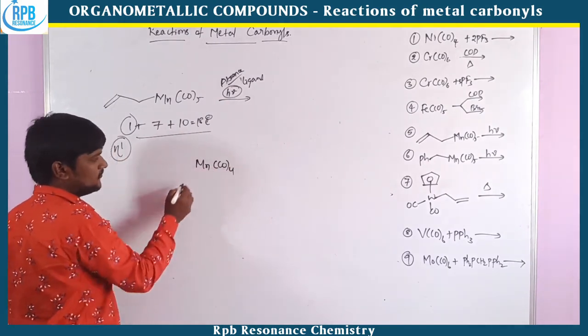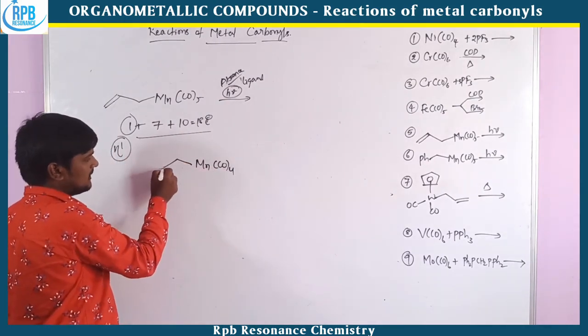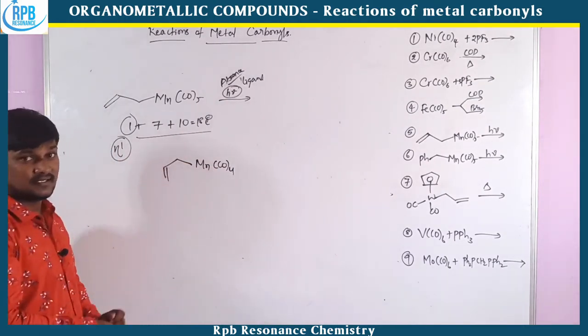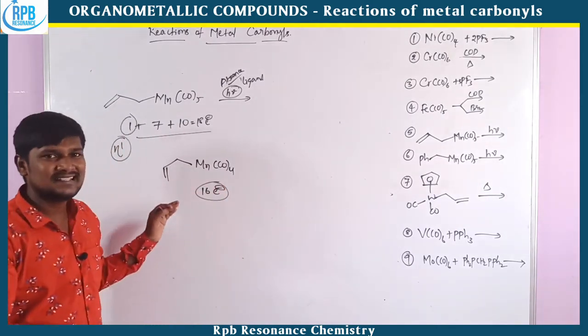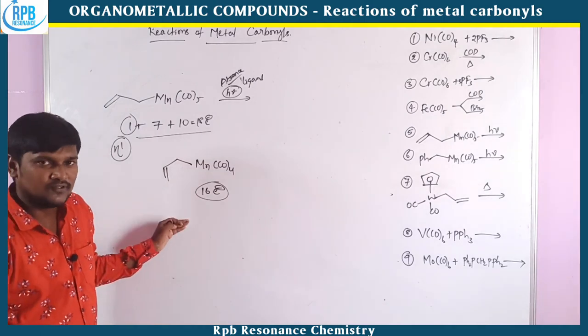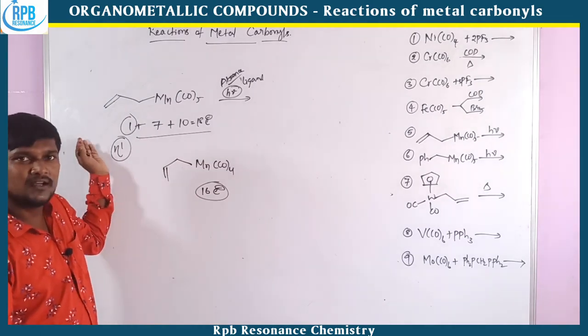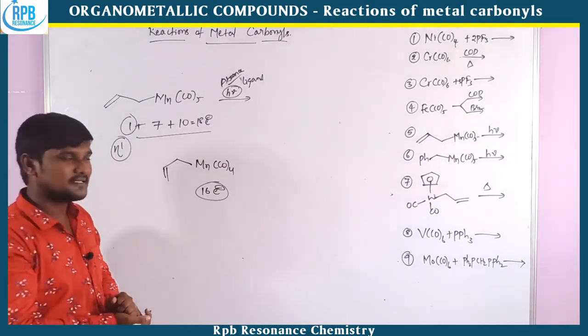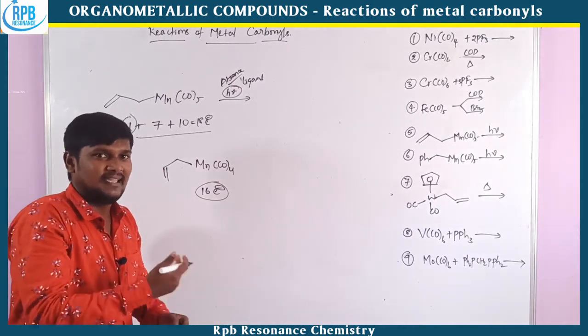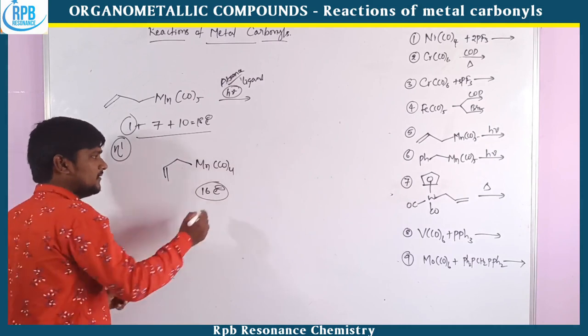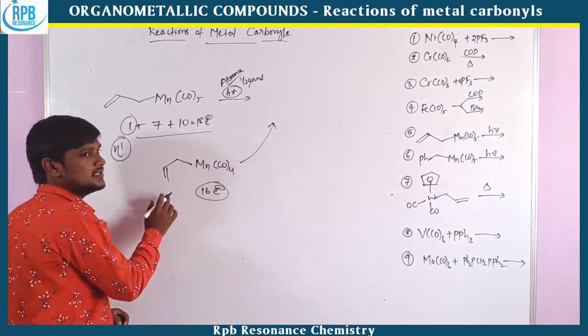That means Mn(CO)4 times. So here is the system. Here, the total number of electrons is only 16. These 16 electrons are produced from the elimination of one carbonyl from the starting compound. Thereafter, it restabilizes and regains stability with the help of changing the hapticity.